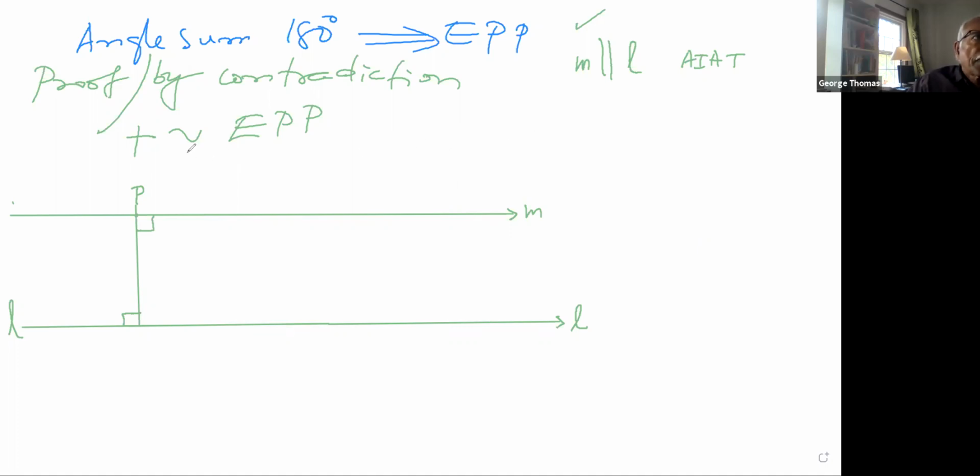But we are assuming the opposite of this. That means we are saying that there is more than one parallel. So let us see. Draw another line through P.